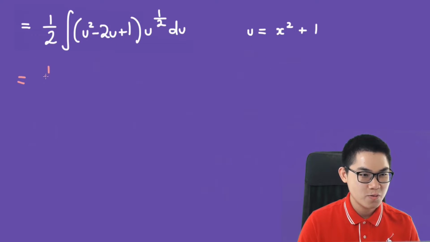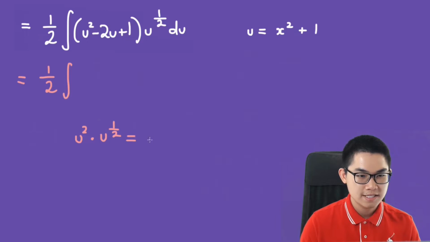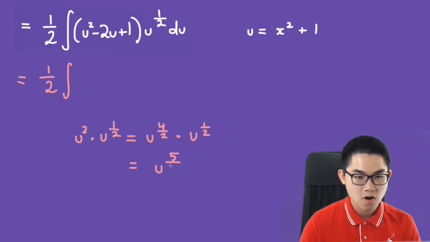This is equal to 1 over 2 times u to the power of 2 times u to the power of 1 over 2. This is u to the power of 4 over 2 times u to the power of 1 over 2. And we add the exponents together, which gives us u to the power of 5 over 2.